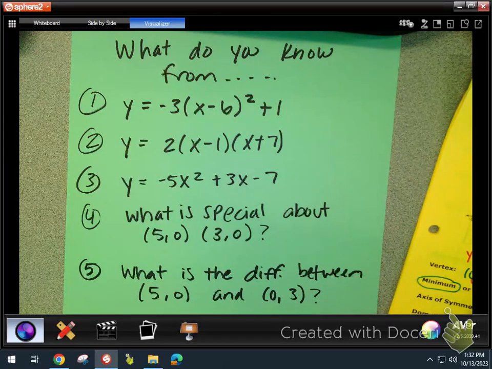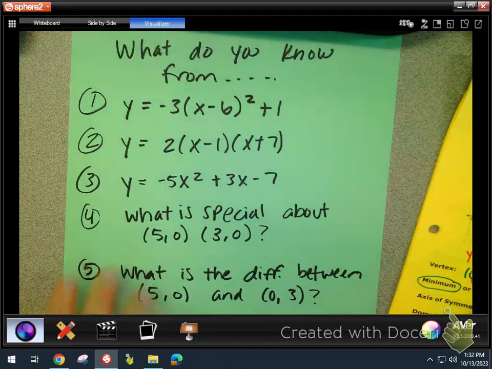What's the difference between 5, 0 and 0, 3? One's an x-intercept. Which one's the x-intercept? 5, 0. And then the other one is a y-intercept. Why is that a y-intercept? The x value is 0. Very good. Okay, it's details like that we just got to be careful. It's stuff we know. It's stuff that's easy. I just don't want you to make silly mistakes on that. Okay, so that's part of your CFU that you're about to take.